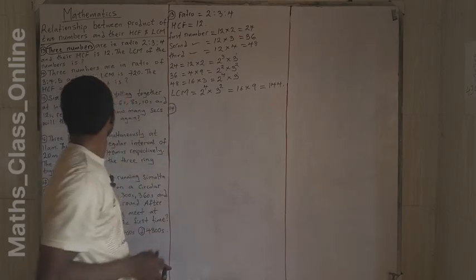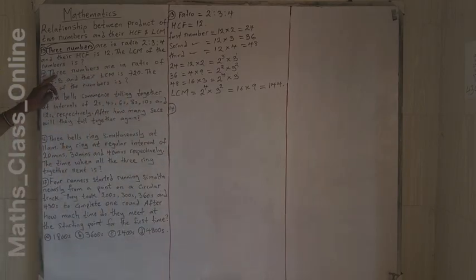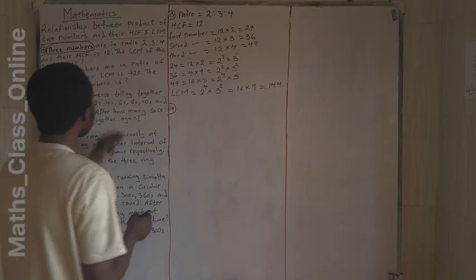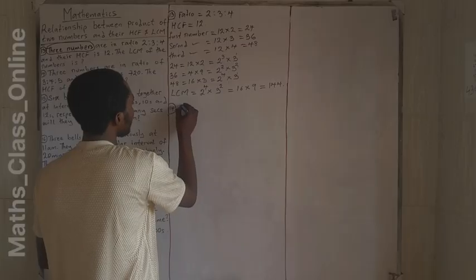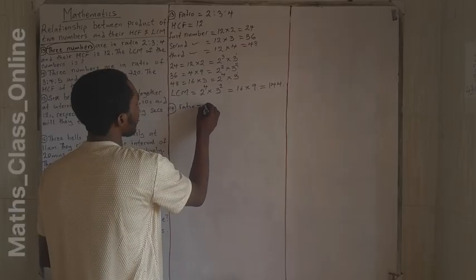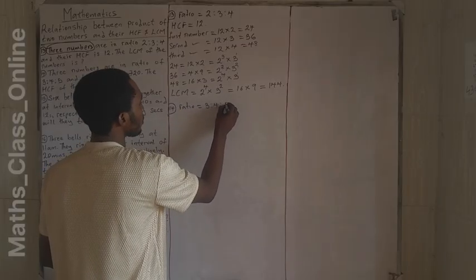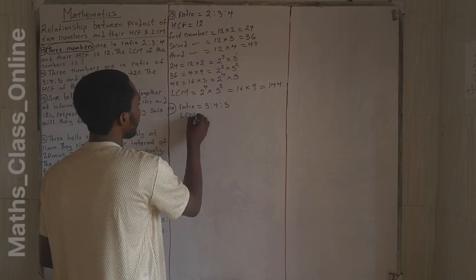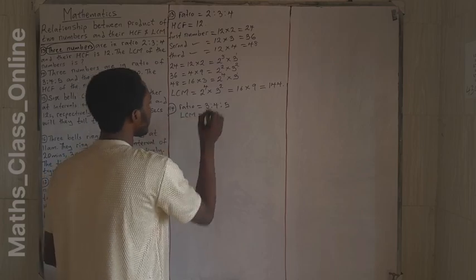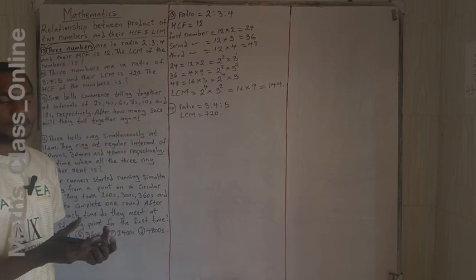Example 14. Three numbers are in the ratio of 3 to 4 to 5, and their LCM is 720. Let's first of all look for the numbers.